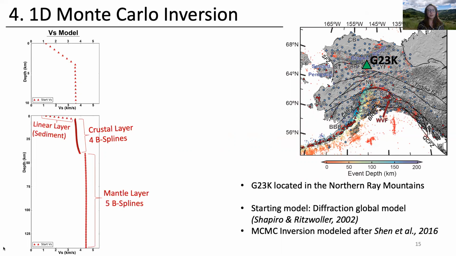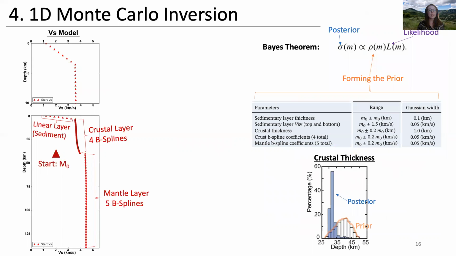Our MCMC inversion is modeled after Shen et al. 2016. Each model consists of a top linear layer, a crustal layer defined by 4 B-splines, and a mantle layer defined by 5 B-splines. This forms our starting model, M0.